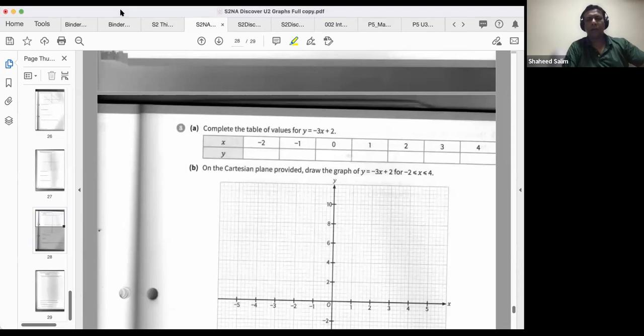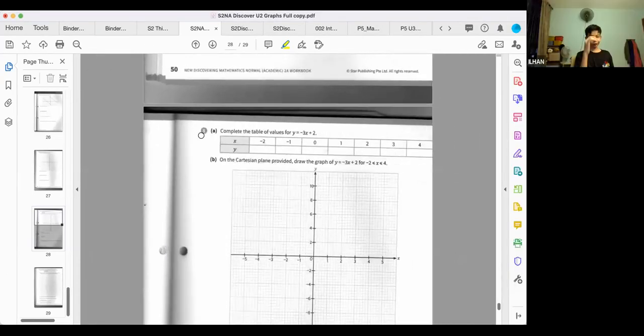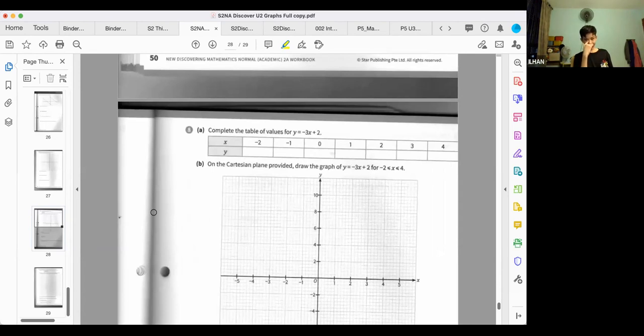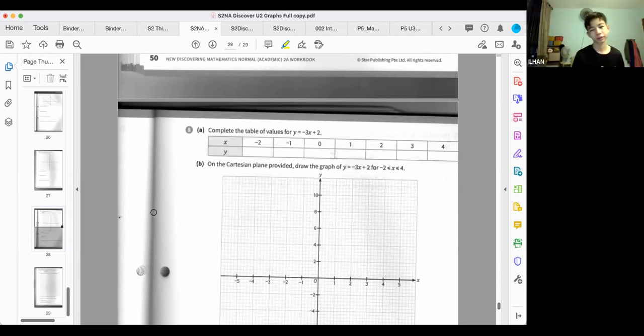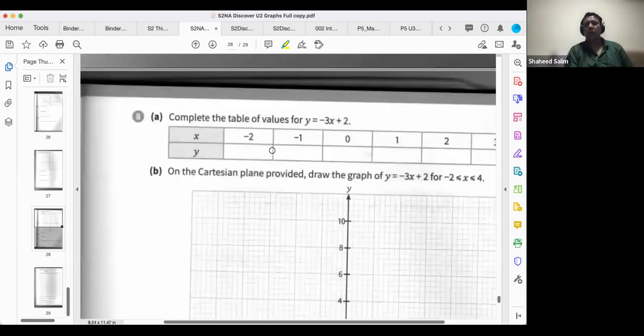So you tell me what the values are. We try then. I forgot about that one. Okay, no problem. No problem. Okay. So I show you how to do the first one.